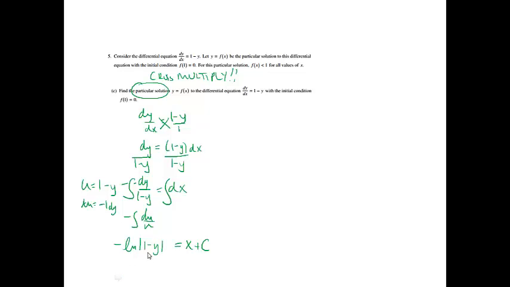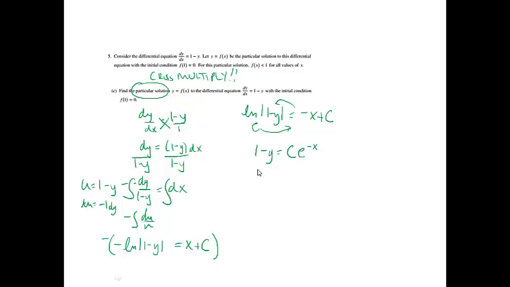All right, I would like to do the logarithm loop, but I can't do that with the negative here. So I'm going to multiply both sides by a negative. So I now will have positive ln 1 minus y is equal to negative x plus c. At this point in time, I can do the logarithm loop. And if I do that, I'm going to get 1 minus y is equal to ce to the negative x.